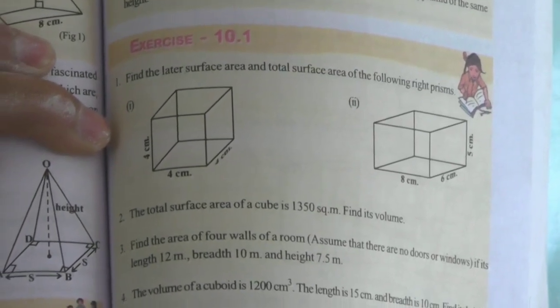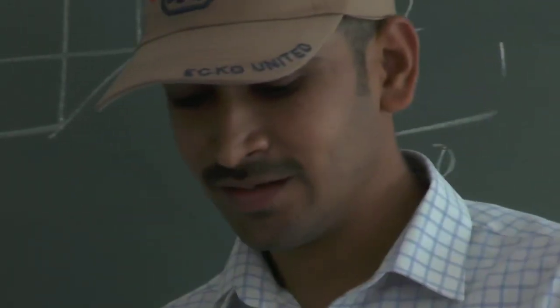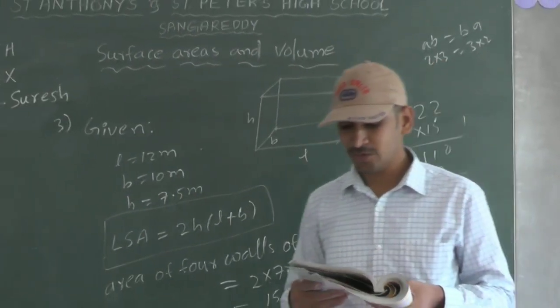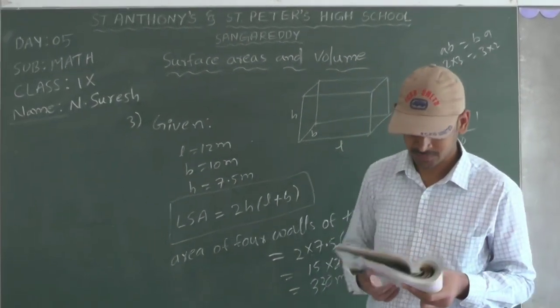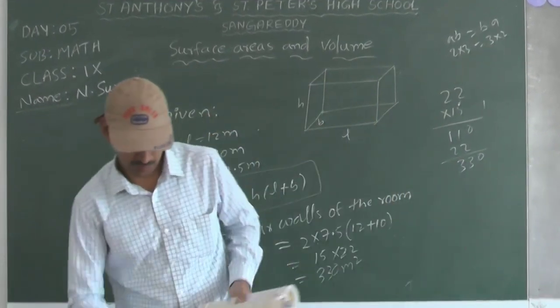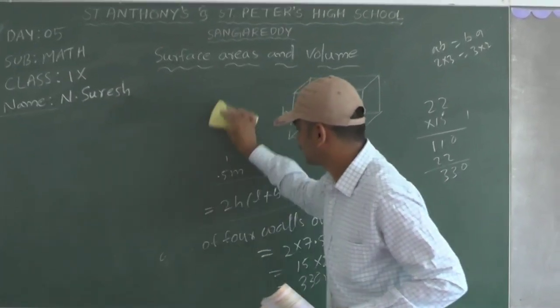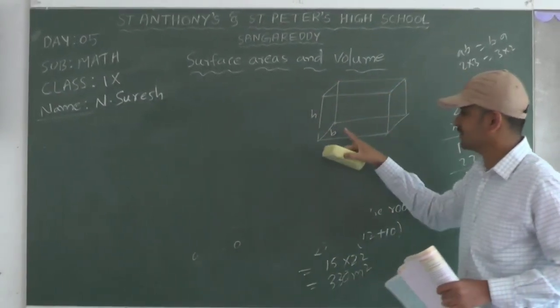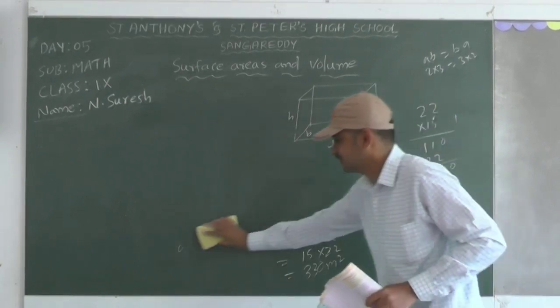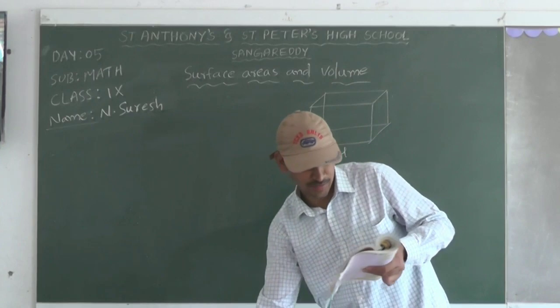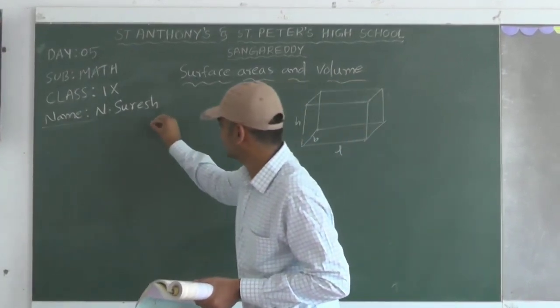Fourth one. Okay, what is given in the fourth question? The volume of the cuboid is given, the length is given, breadth is given. We have to find its height. Again the same cuboid. In this question, length, breadth, height. In the next problem, fourth question, what is given?